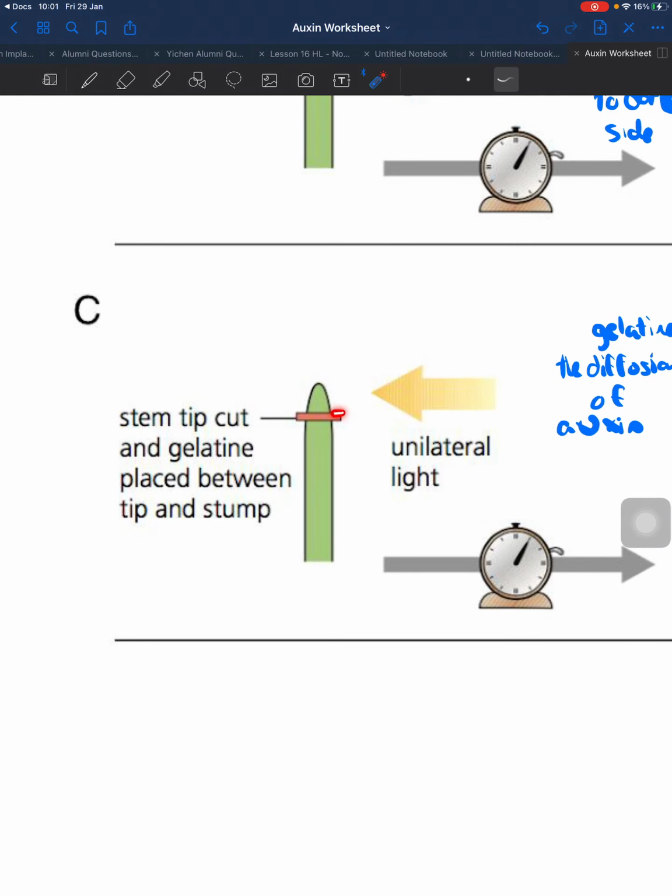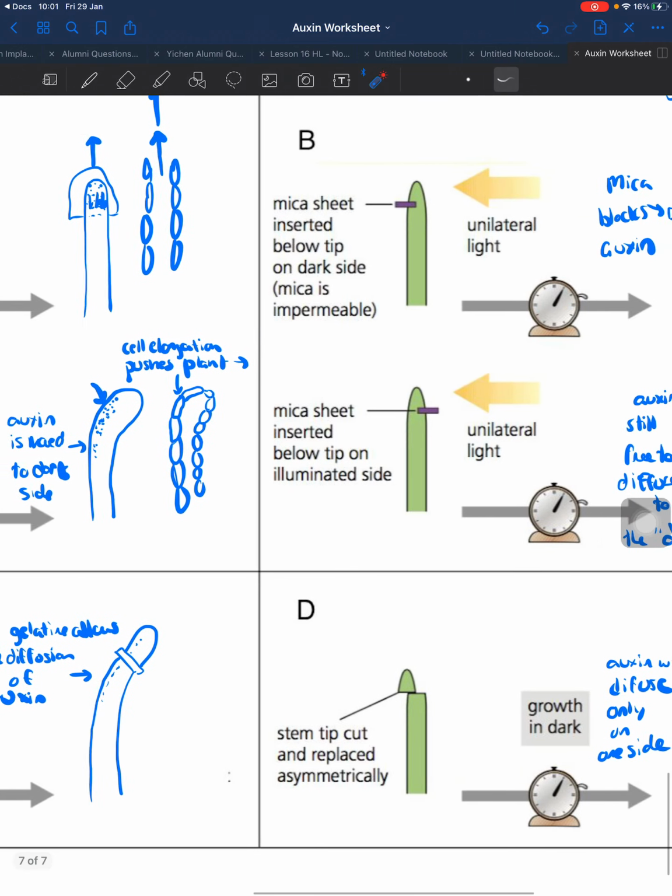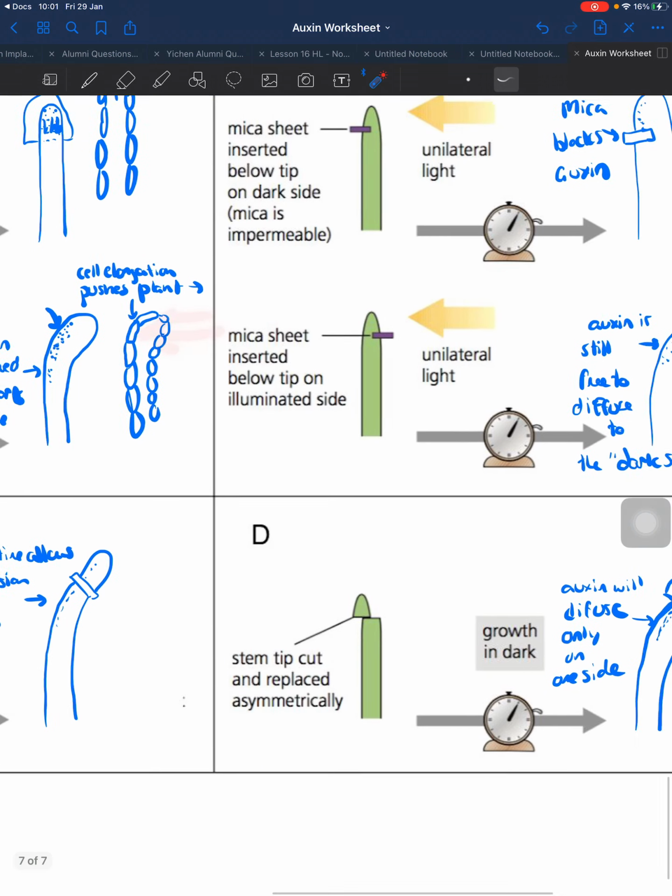So some other variations here. Here we cut off the stem, and then we put a piece of gelatin through it. Now, gelatin, the important part here, allows the diffusion of auxin. Okay, so nothing changes here. The auxin diffuses on the dark side, and the plant still bends towards the light, which again is shining from this direction, right? So on all these, just remember the light's shining from this direction.